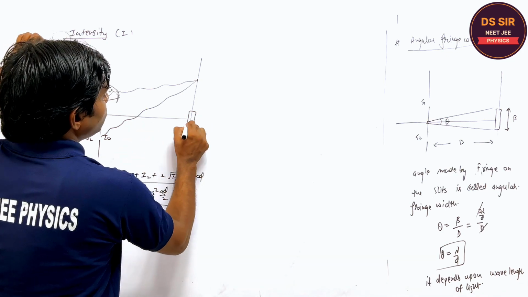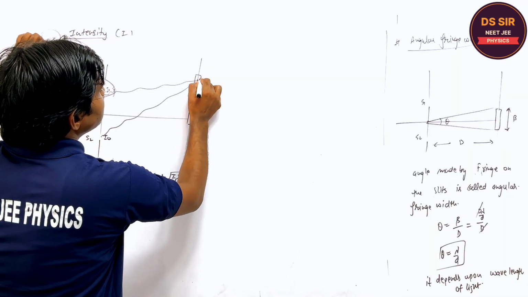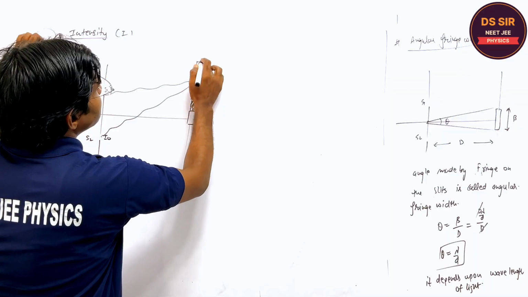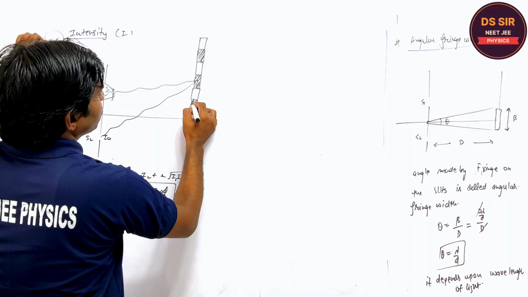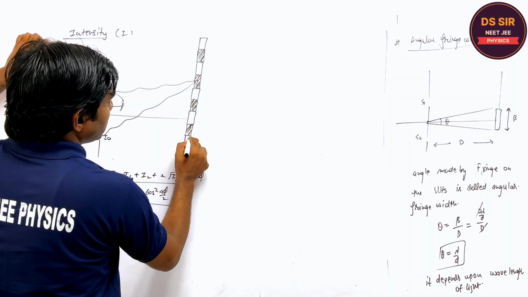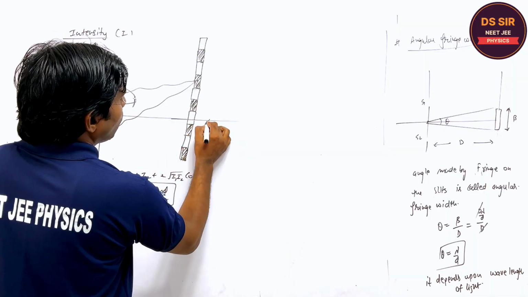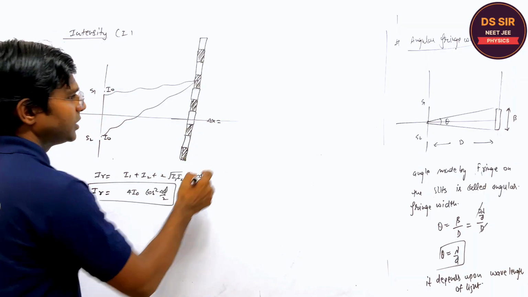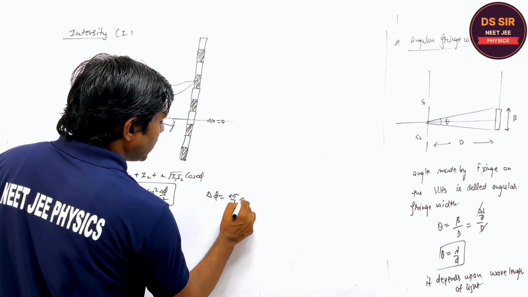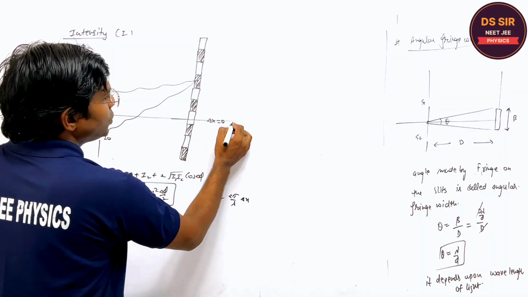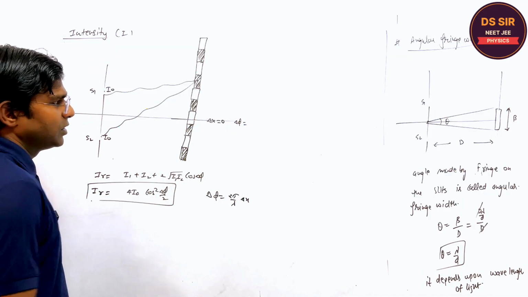Listen, suppose this is the central bright fringe, this is the dark fringe, this is again the bright fringe, this is the dark fringe, this is the bright fringe, this is the dark fringe, and this is the bright fringe. Assume. Here, what is the path difference? Say 0. So delta phi is equal to 2 pi by lambda into delta x. If the path difference is 0, the phase difference for this central bright fringe is 0.